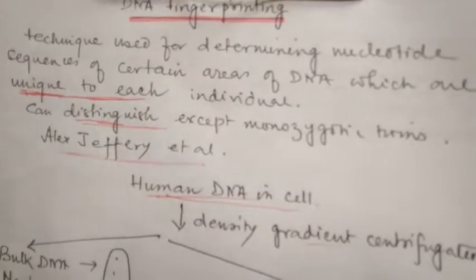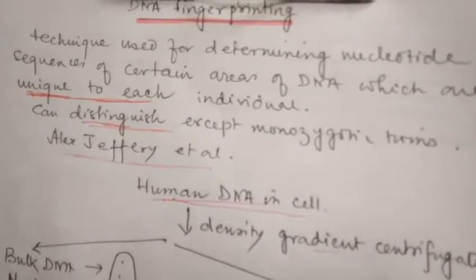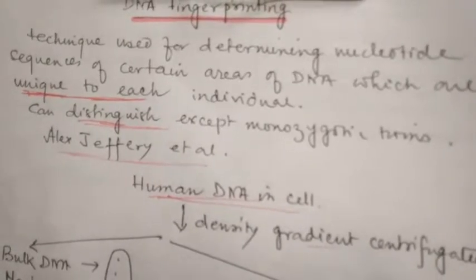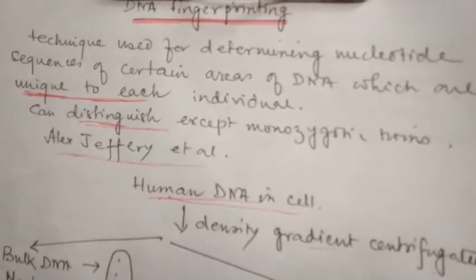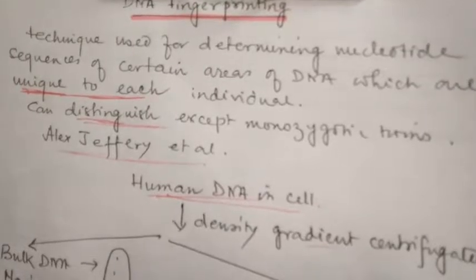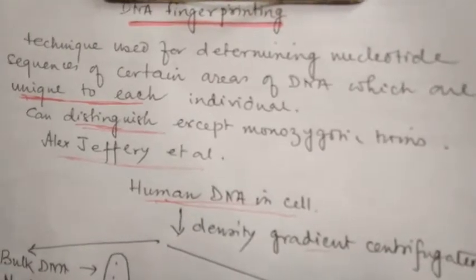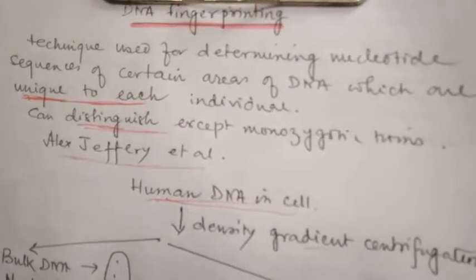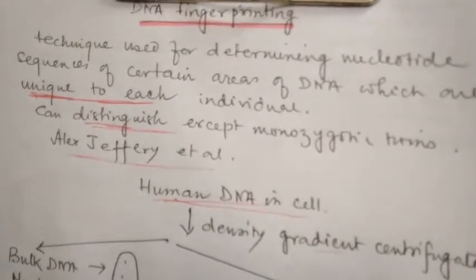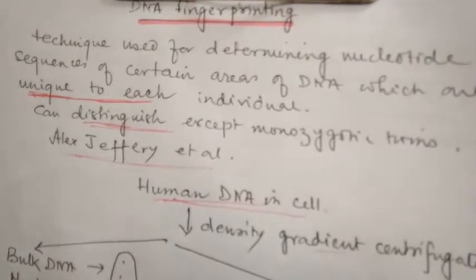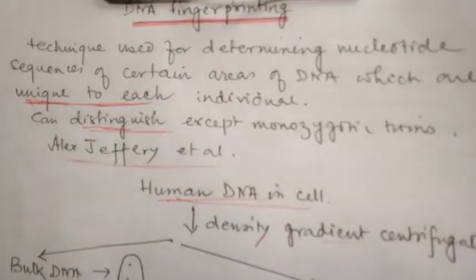Just now we have talked about various aspects of DNA fingerprinting, and automatically a question will come: what is DNA fingerprinting? Actually it is a technique used for determining the nucleotide sequence of certain areas of DNA. Mind that it is not the whole DNA, because we already know that 99.9% of our DNA is more or less similar in all individuals.